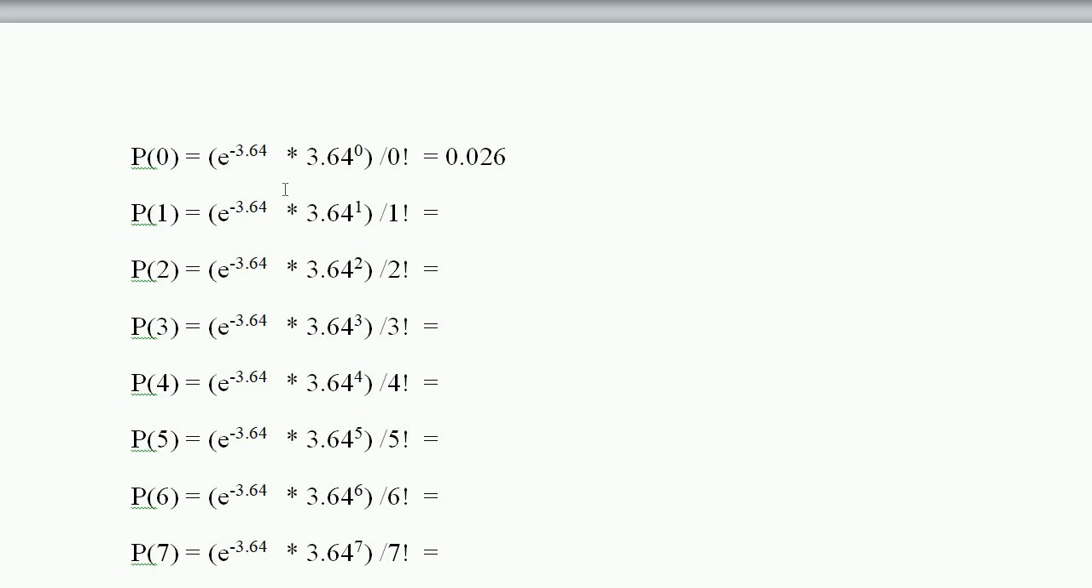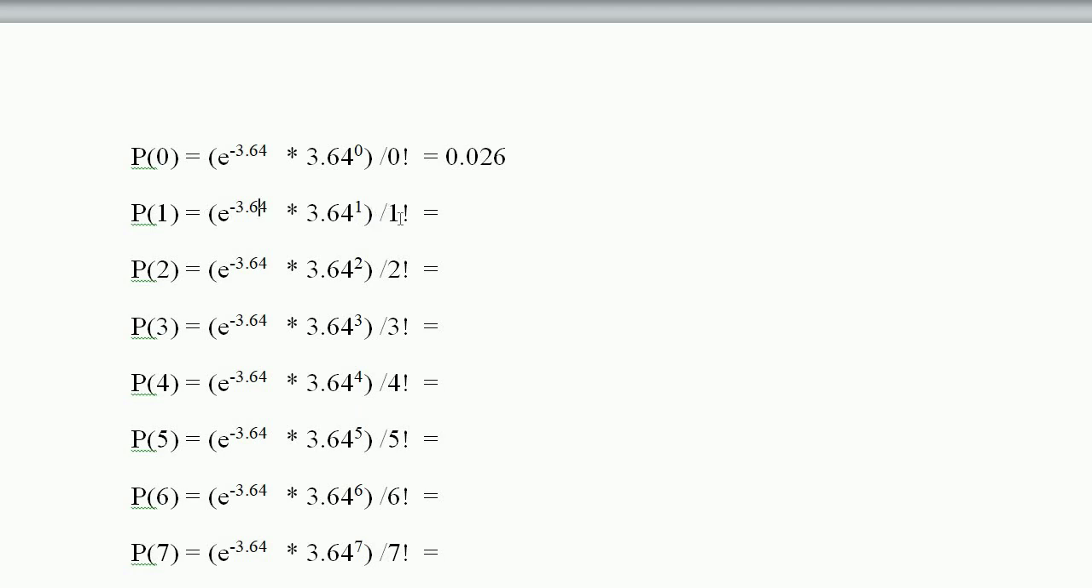Okay. Now, P of 0. P of 0 is nothing but e to the power minus alpha, where alpha is given as 3.64, into alpha to the power x, where x value is 0. If I calculate this value using a calculator, you are going to get a value of 0.026. Again, P of 1 is nothing but e to the power minus alpha, where alpha value is 3.64, into alpha to the power x, where x value is 1, divided by x factorial.